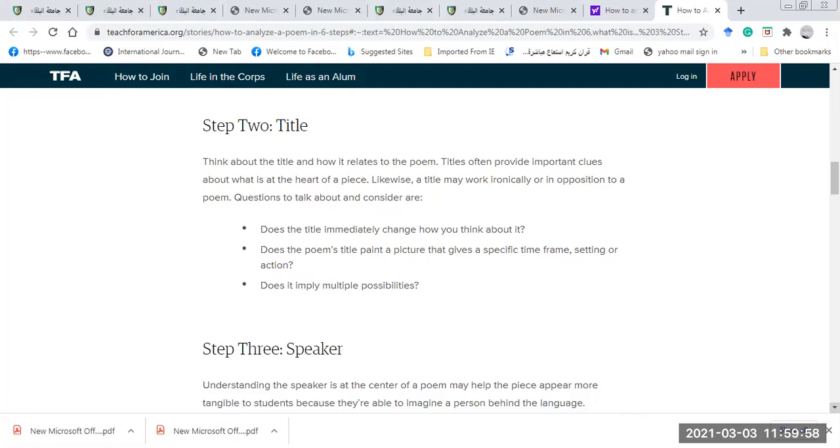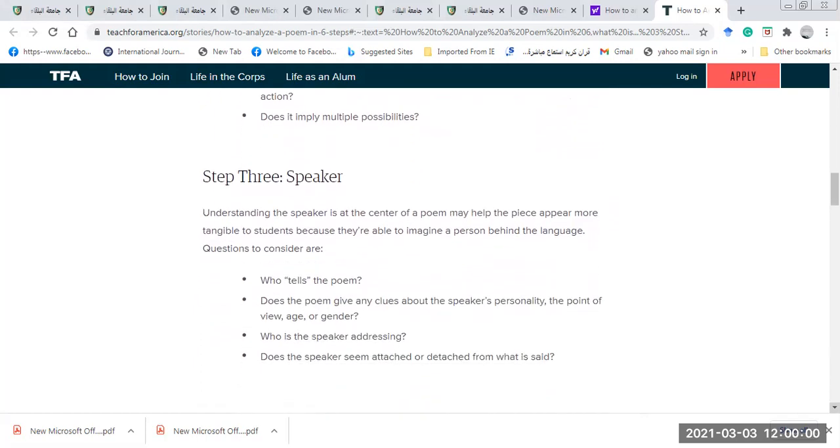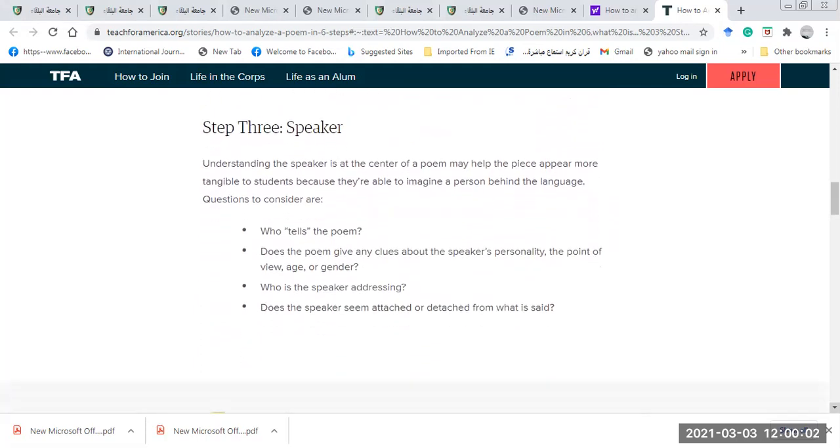The third step is the speaker. You have to ask yourself, who is the speaker, the persona? This is very important because understanding the speaker at the center of a poem may help the piece appear more understandable to the students, because they are able to imagine a person behind the language. And here, if you don't know the persona or the speaker, ask these questions. These questions will help you understand the speaker.